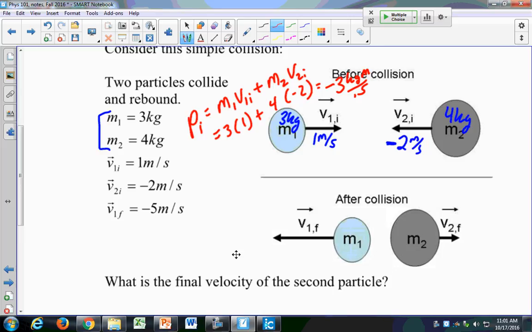Shouldn't it be negative 5? Yes. Thank you. Negative 5.